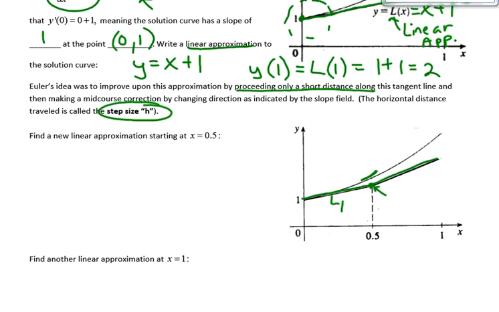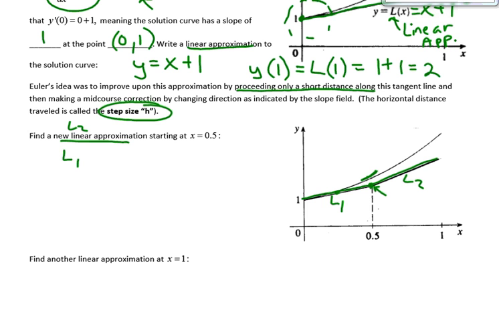And obviously, if I stepped half of that at 0.25, then I'd get an even better approximation. Okay, so I want to find a new linear approximation. We'll call that L2. So we're going to call this line here L2. So I need a point and a slope. So I know at 0.5, I don't know the exact point on my curve, but I can estimate that point on that curve by using L1.